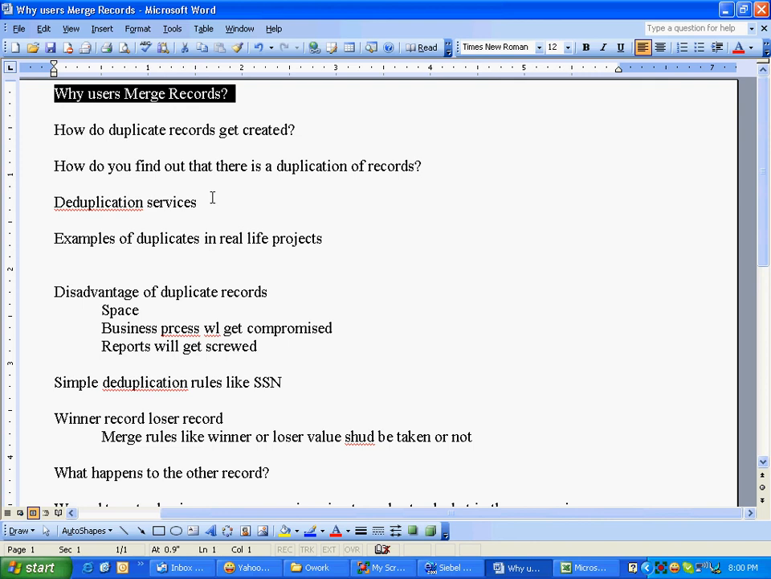So this is the kind of rules that the BA will gather and give to the developer, and he'll build them. Other rules are, there might be some values that they would want, like we don't want to copy all of this. Whatever we call the winner, just merge and then copy these values from the winner always. Leave these values blank or take them from the loser record. Things like that. There could be rules around that. So we need to gather the requirements for all those rules.